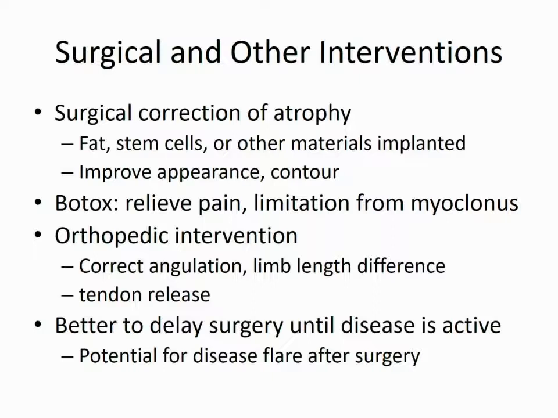Orthopedic interventions include correcting the angulation of the joint, limb length difference, and tendon release. In general, a word of caution about surgery is that it's better to delay it, if possible, until the disease is inactive, not while the disease is active. Because what we'd all love to know is what causes this, but in 10 to 15% of patients, it's associated with trauma. So surgery is a type of trauma, and there are reports of the disease flaring after surgical correction. So it's best to wait until the disease is inactive before surgery is attempted.